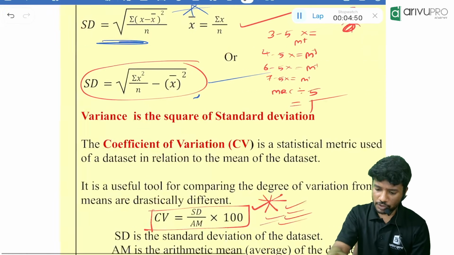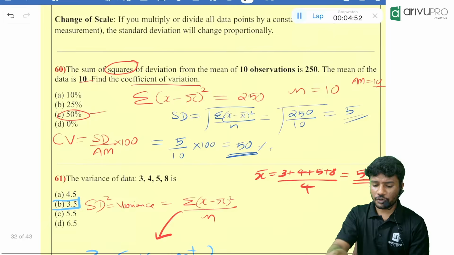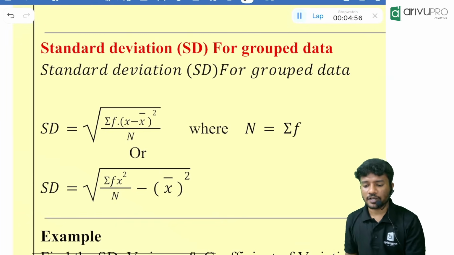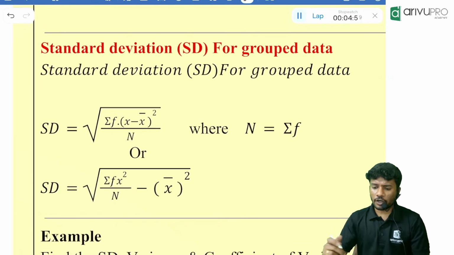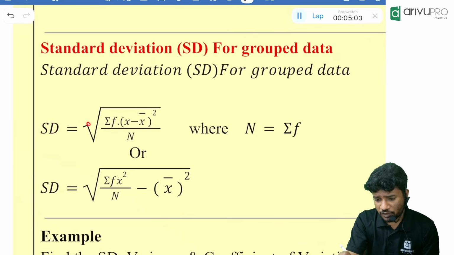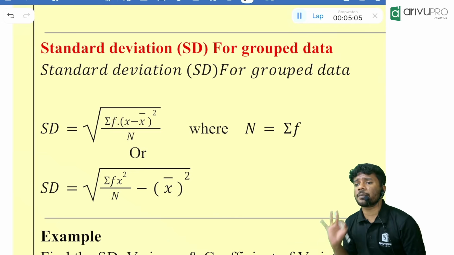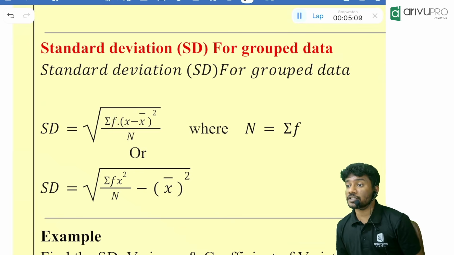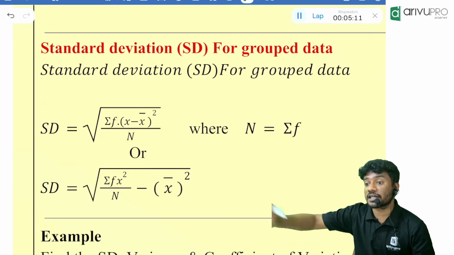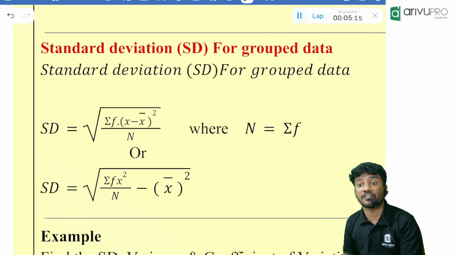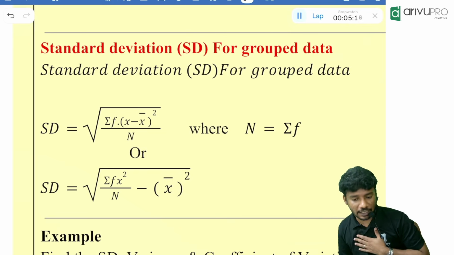I will take you to the question. Over here, the first one is mentioned. Standard deviation for grouped data. The formula is the same, but the frequency term is coming into the picture. Why is the frequency term coming into the picture? Because it is grouped. We should consider how many times it is repeated, that is, the frequency of each x value should be considered.